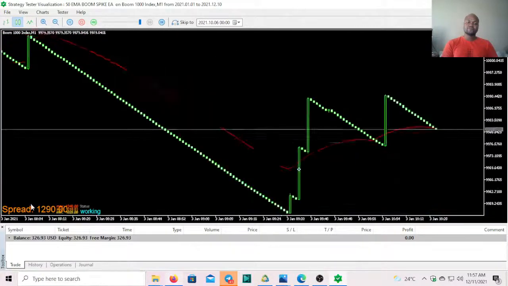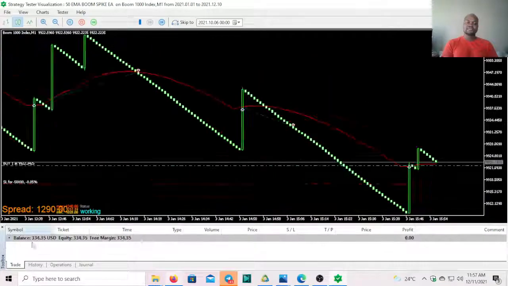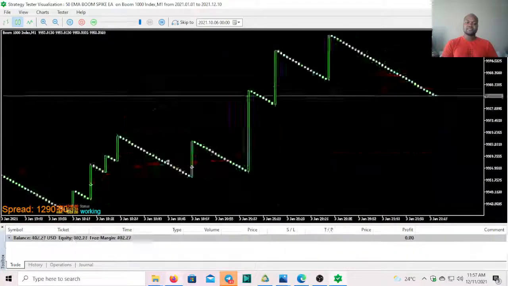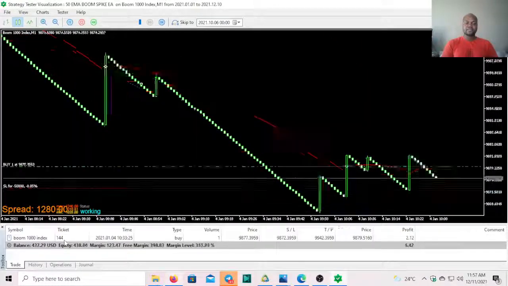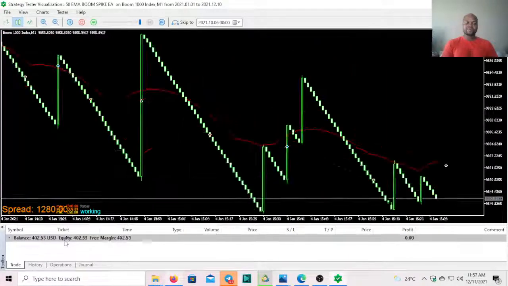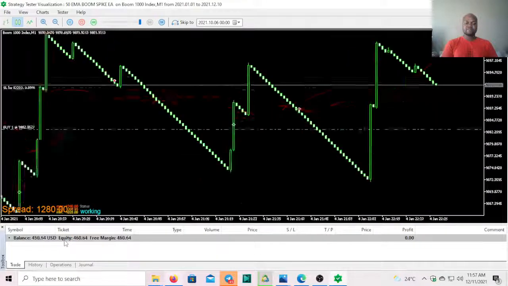For now you can focus on the balance and the equity. You can see it's going up, we're still in January. Day 4 we are already close to 500.